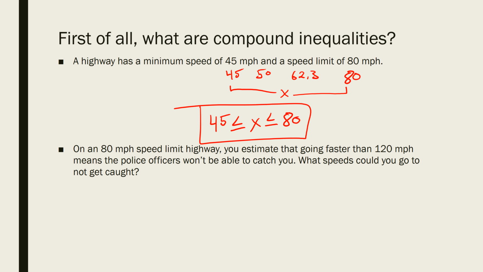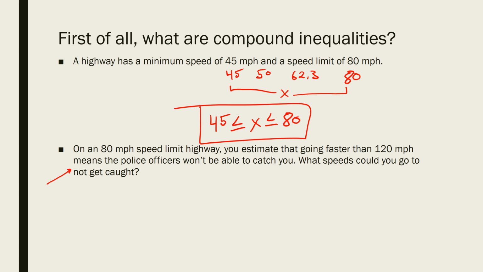But the theory goes that if you're going way, way, way faster than the speed limit, you might be able to go so fast that even if the cops see you going that fast, you'll be able to get away from them because they won't be able to catch up to you. So that's what this problem has to do with.